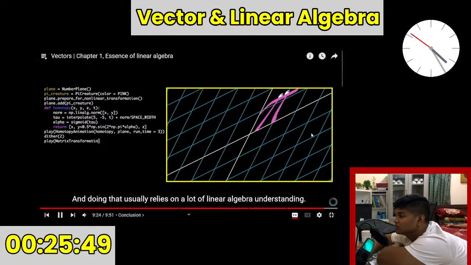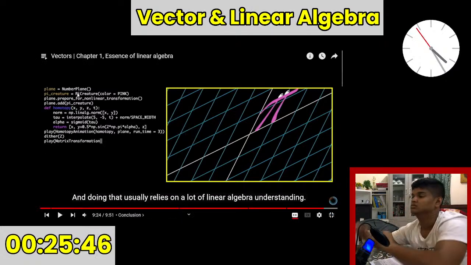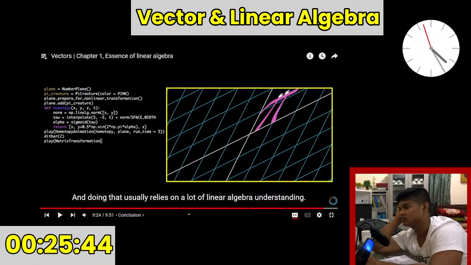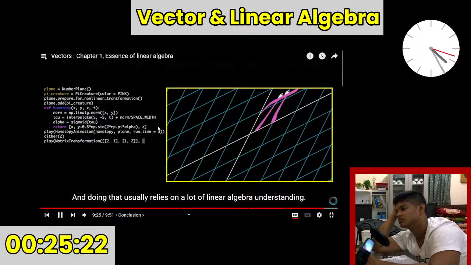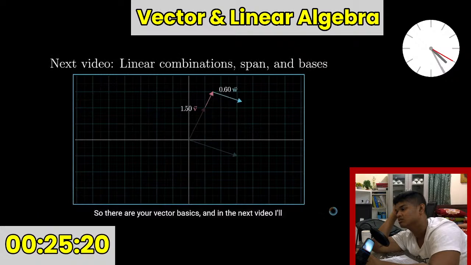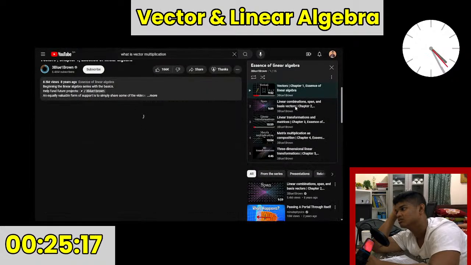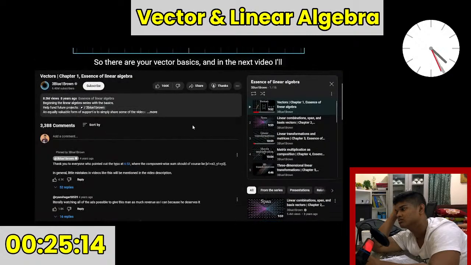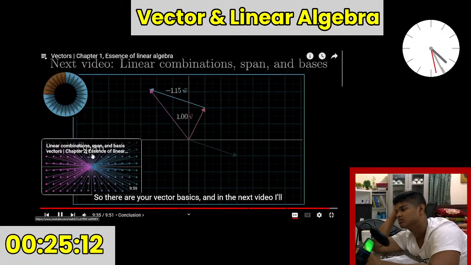And doing that usually relies on a lot of linear algebra understanding. So there are your vector basics, and in the next video, I'll start getting into some pretty neat concepts surrounding vectors, like span, bases, and linear dependence. See you then!